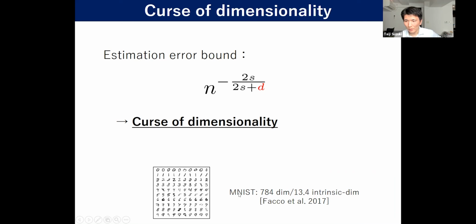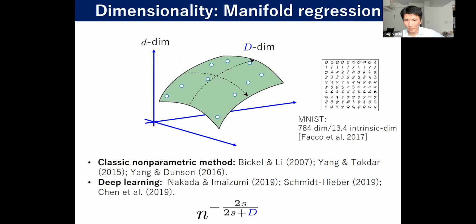But in reality, deep learning is performing well. Deep learning gives good performance, for example, on image data sets. The MNIST data set has dimensionality 784. This is very high. If this dimensionality comes in here, then the rate of convergence is terribly slow. So this is not realistic. So why can deep learning work well in such high dimensional settings?